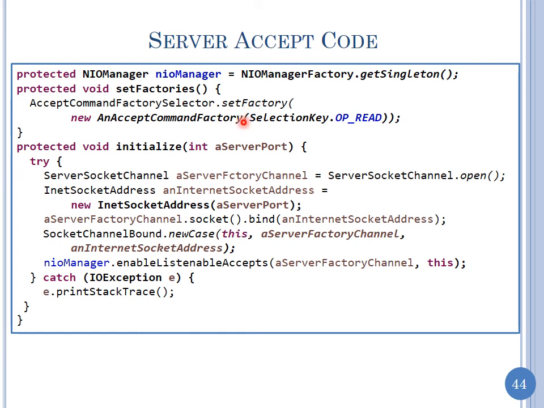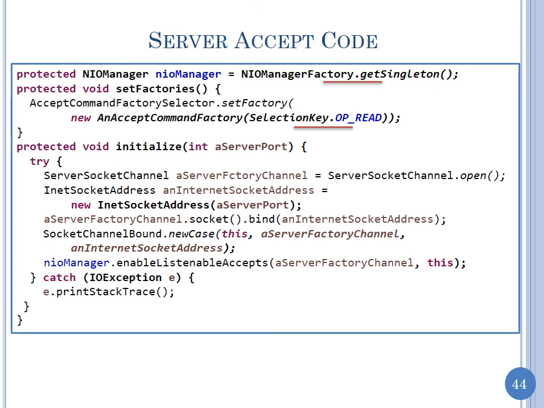And that's again the default command in the default factory. So you can see there's multiple levels of flexibility. So again, this is the get singleton call to go and get the NIO manager instance. And this read call, I mean, this seems unintuitive, right? We are giving to the accept command factory the read operation. Why not give it the accept operation?